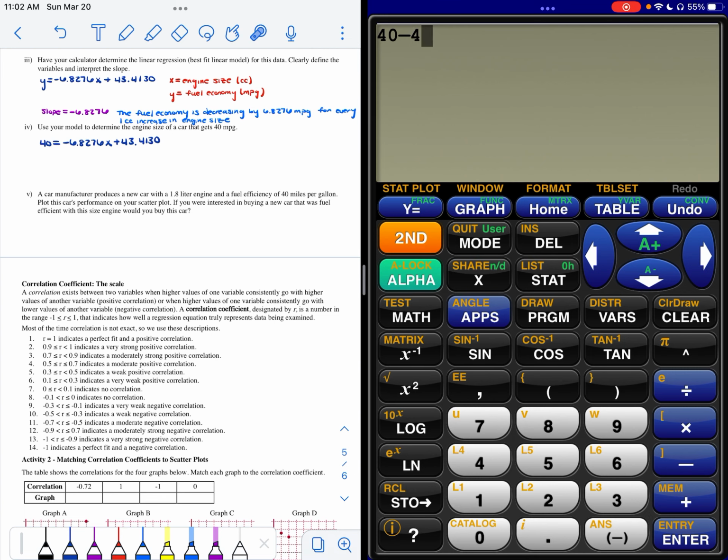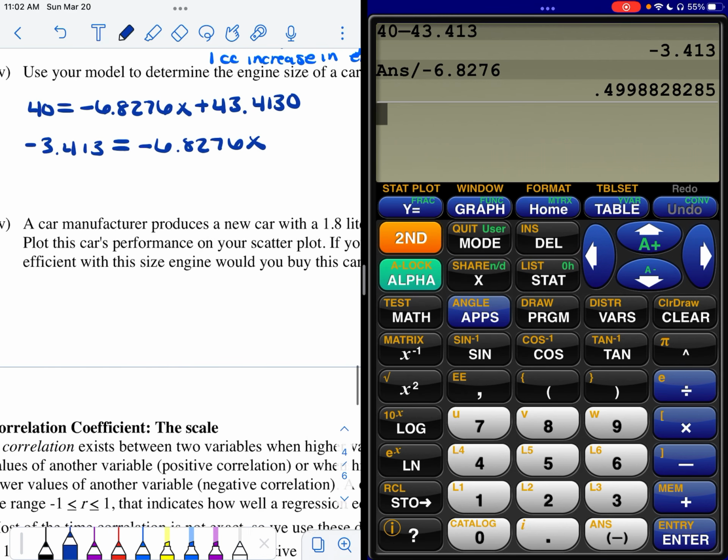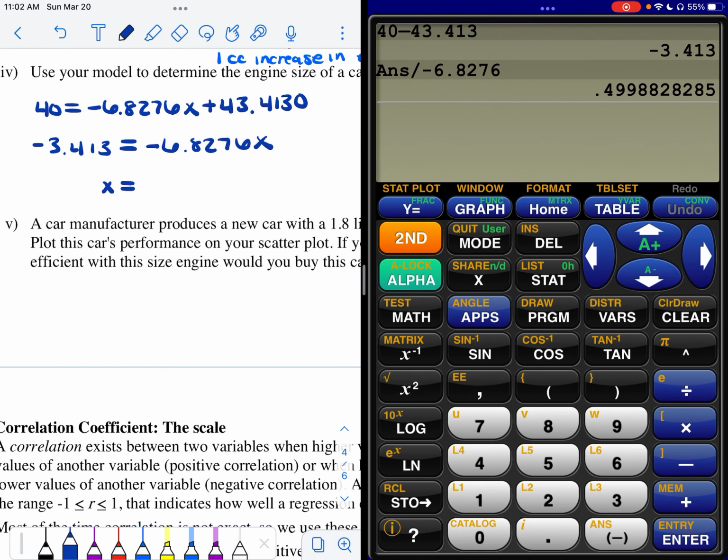So 40 minus 43.413 gives me negative 3.413 is equal to negative 6.8276x. Then just divide both sides of our equation by negative 6.8276. And we get about 0.5. So our x would equal 0.5 cc's.